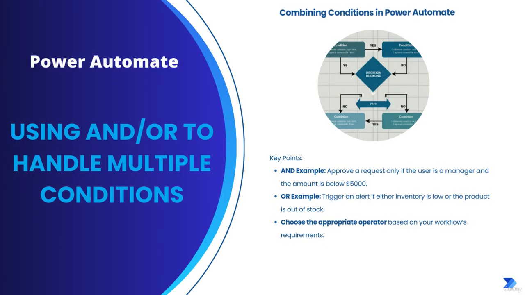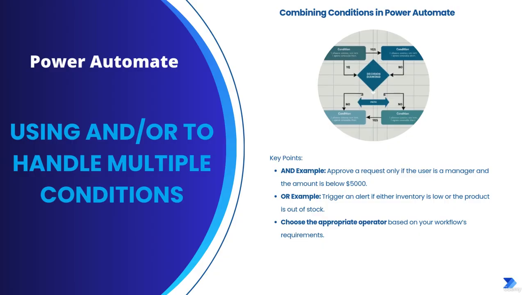Using AND/OR to handle multiple conditions. In Power Automate, AND and OR conditions are applied by combining multiple logical tests inside a condition block. These tests are evaluated simultaneously. AND example: if you want to approve a purchase request only if the requester is a manager and the total amount is under $5,000, both conditions must be true to approve the request.